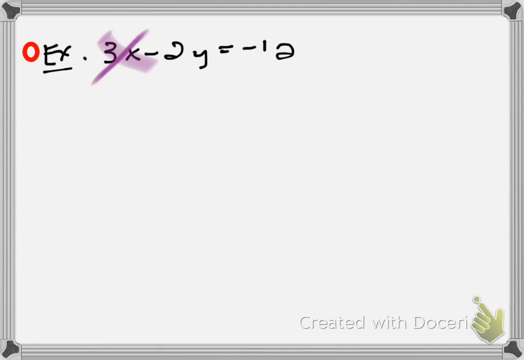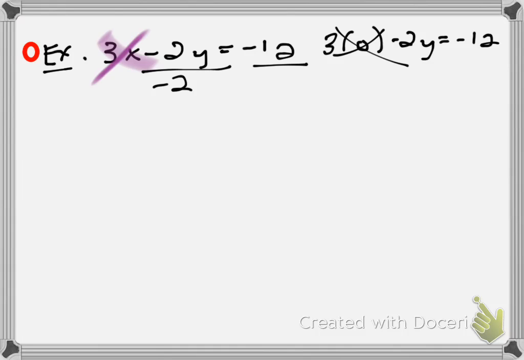So if I make this 0, I'm going to cancel that out. So rather than doing 3 times 0 minus 2y equals negative 12, I already know that's not going to be there. So I'm just going to do this. Negative 2y equals negative 12, so solve for y. When I solve for y, I get what? 6. So I divide both sides by negative 2. Y equals 6.